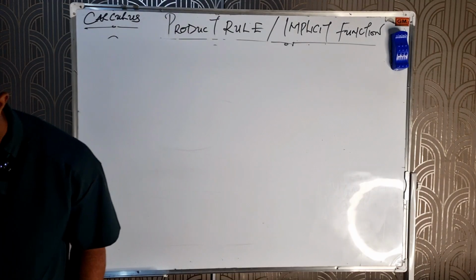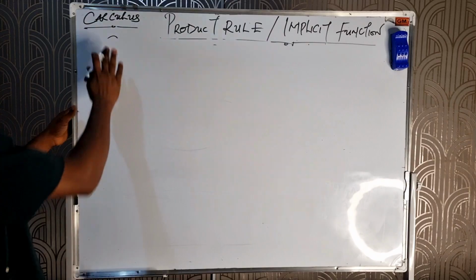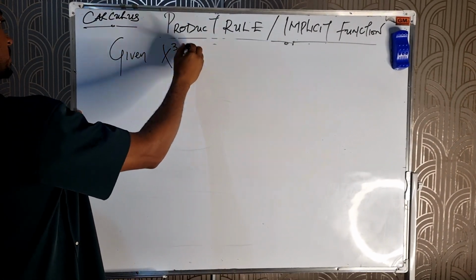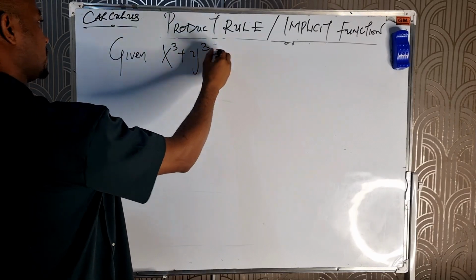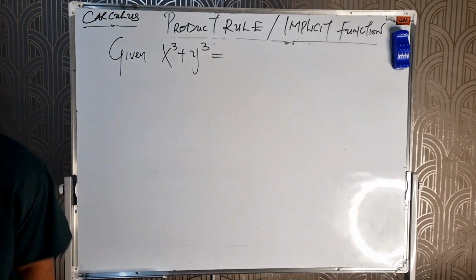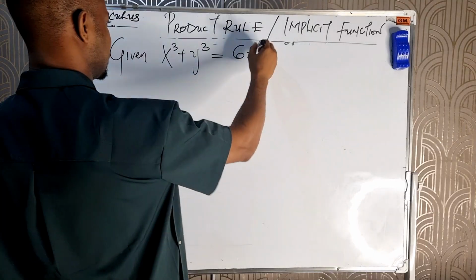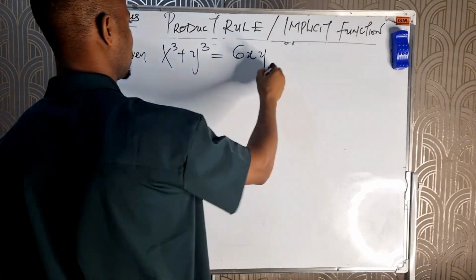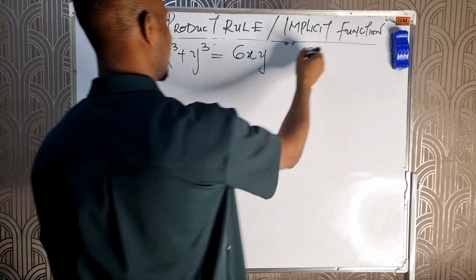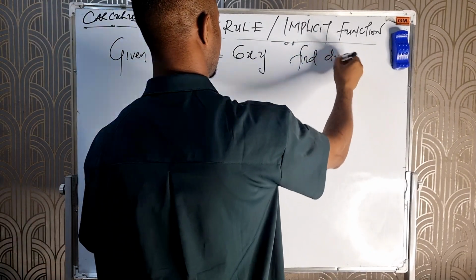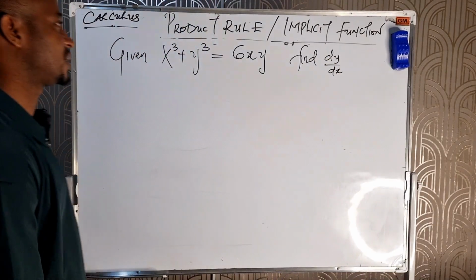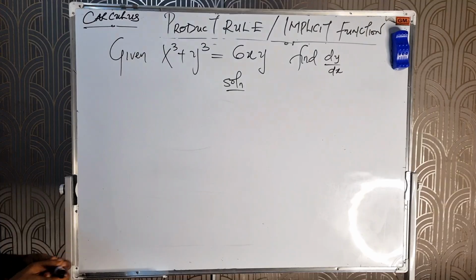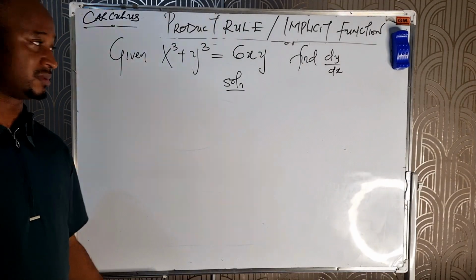If we have x cubed plus y cubed equals 6xy, we are given x cubed plus y cubed equals 6xy. Here we are asked to find dy/dx. So let's differentiate this and see the solution. This is also a good example of implicit differentiation.